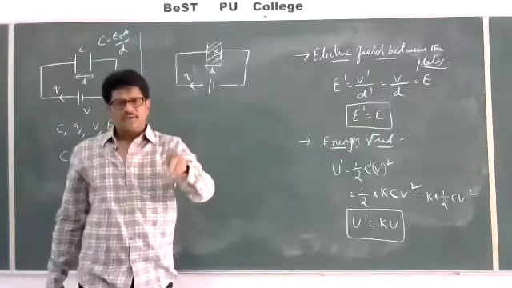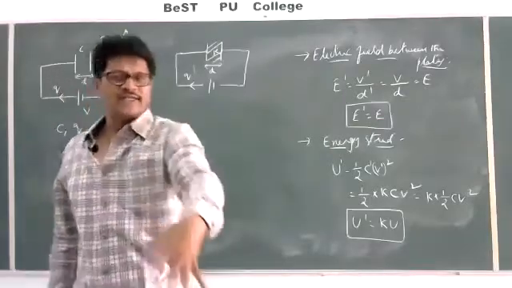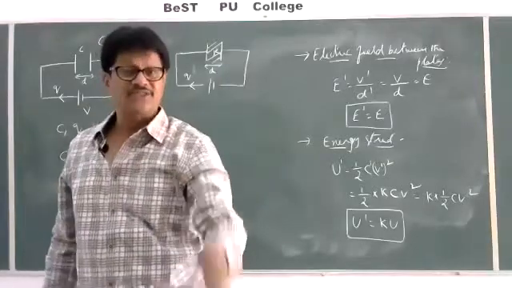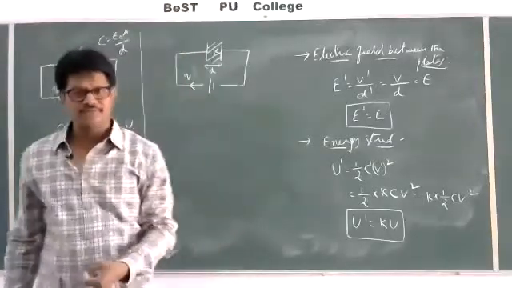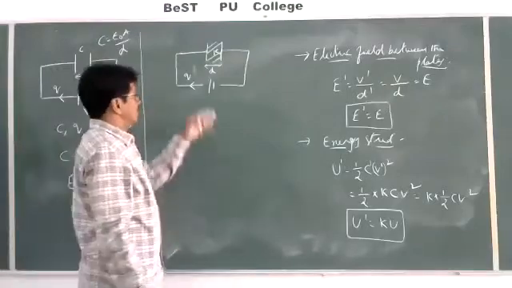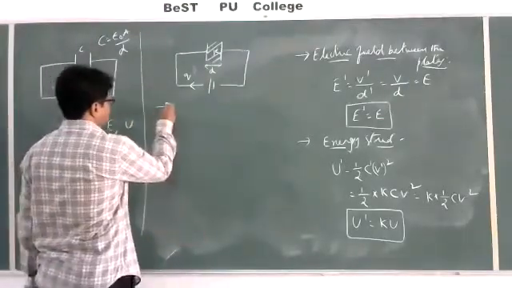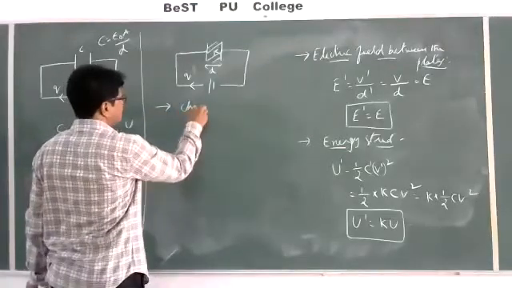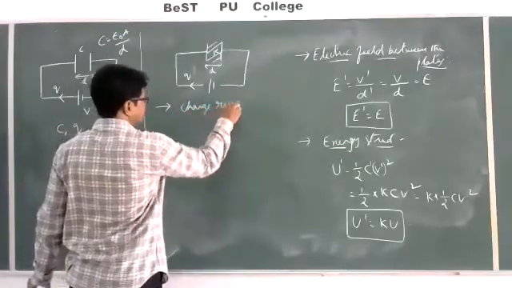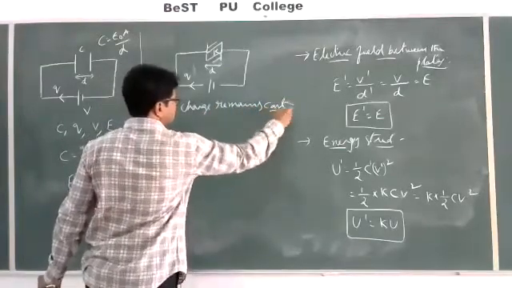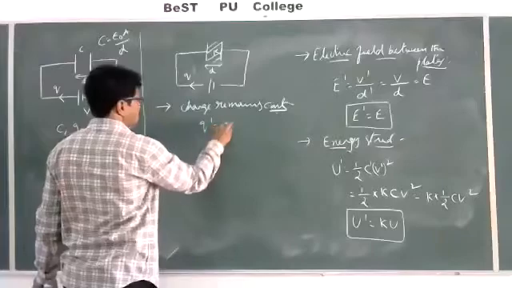So, if the battery is disconnected, which parameter remains constant? The charge remains constant. Once the battery is disconnected, the charge remains constant. First point, charge remains constant. That is Q dash is equal to Q.